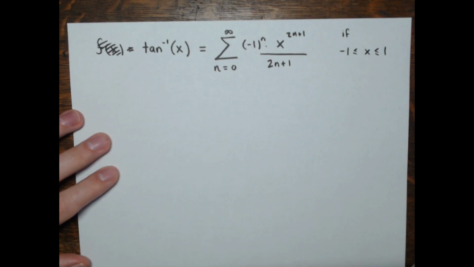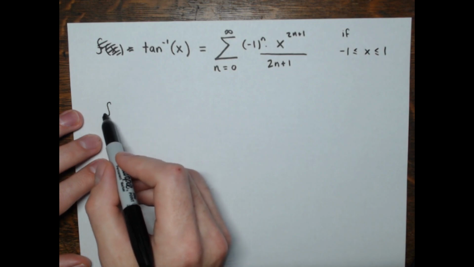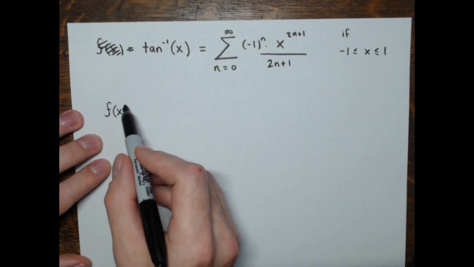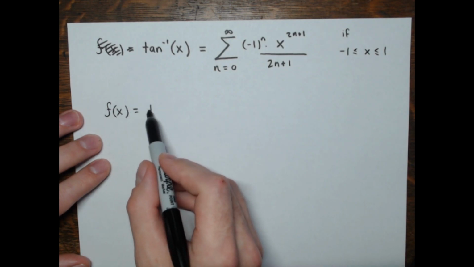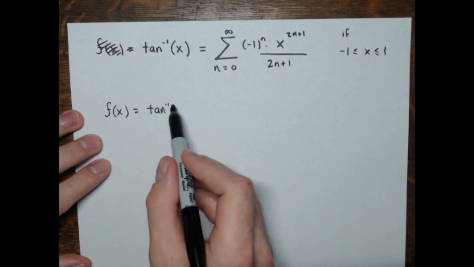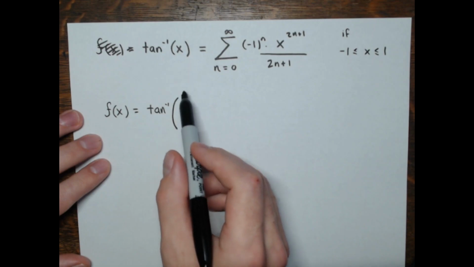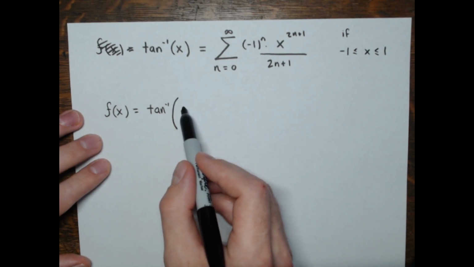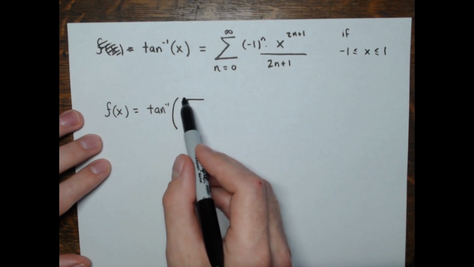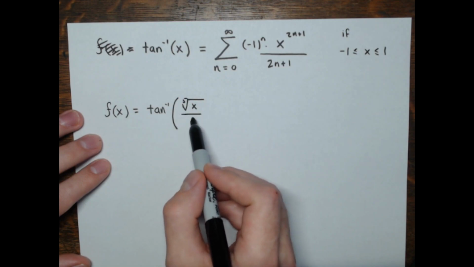All right, now the function we're given is the following. F of x equals the inverse tangent of, and then something I'm going to replace x with. We have the 5th root of x divided by 5.